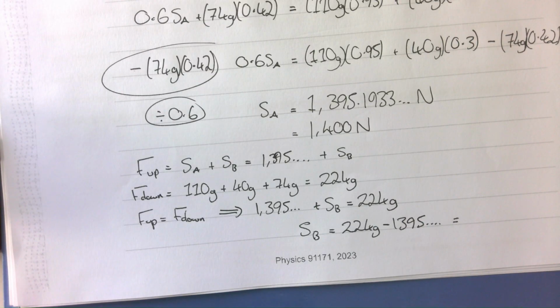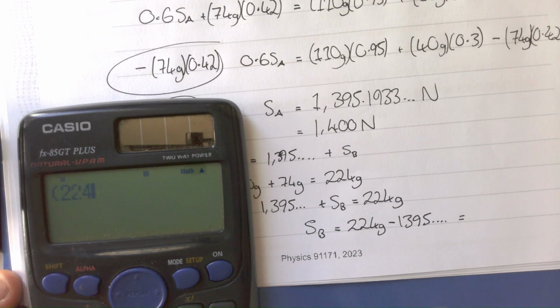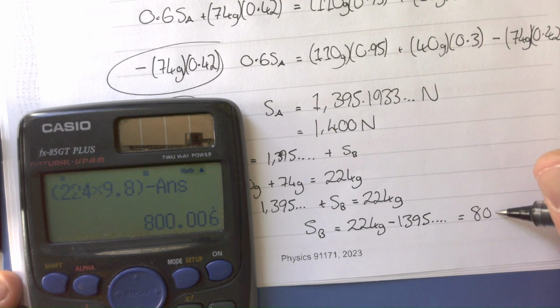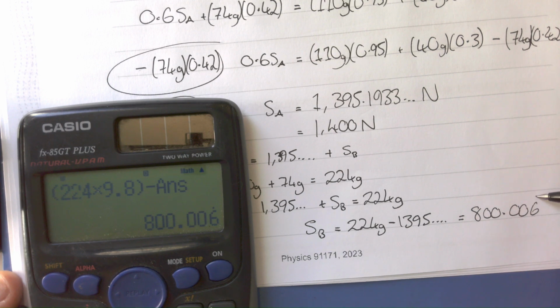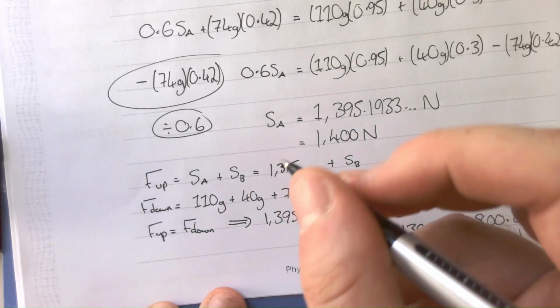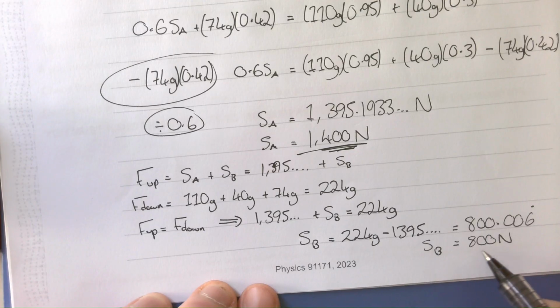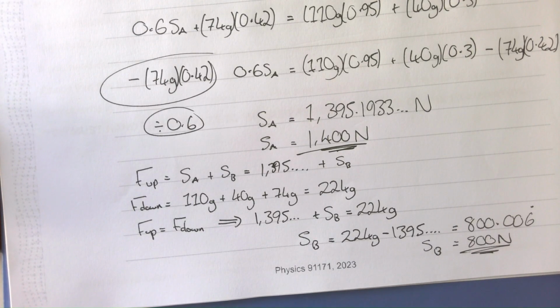And then I can put that in a calculator. Check my answer is still correct. It is 224 times 9.8 minus answer gives me 800.006 recurring. The three sig figs is just 800 newtons. Now, because my working's got a little bit messy and congested, I'm just going to make it crystal clear where my two answers are. You can do that with colours, however you see fit.